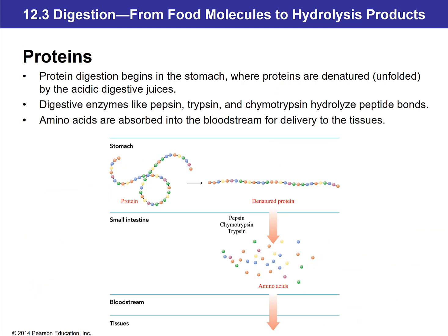So proteins are chains of what? Amino acids. So chains of amino acids. So kind of like your polysaccharides, you can't absorb these until you break the peptide bond.